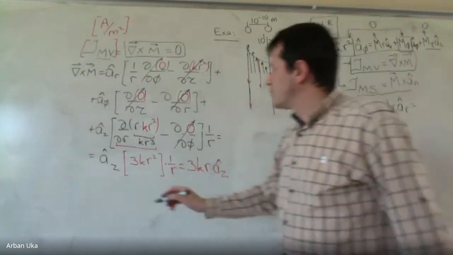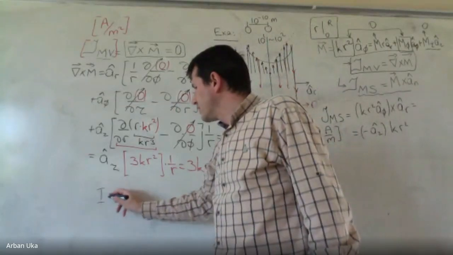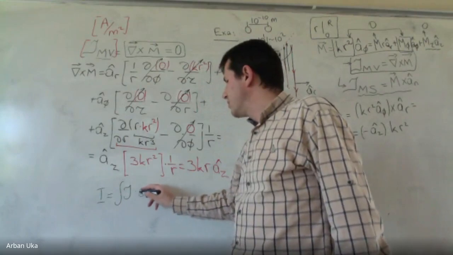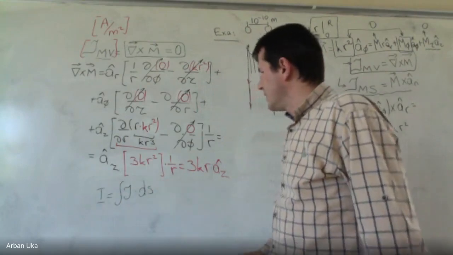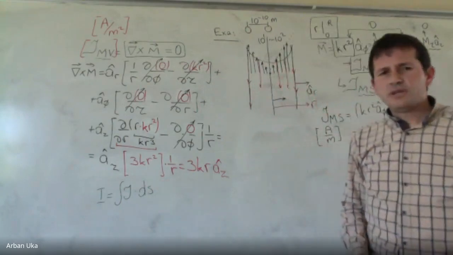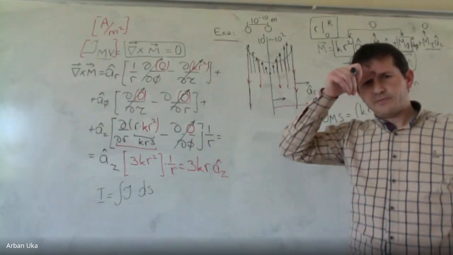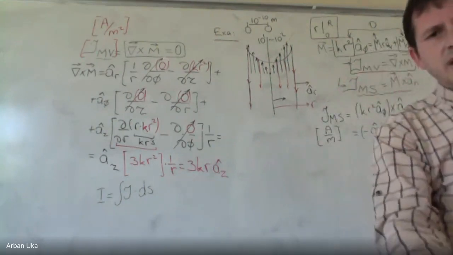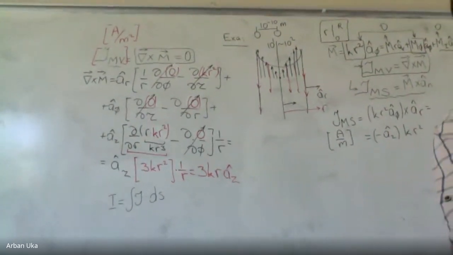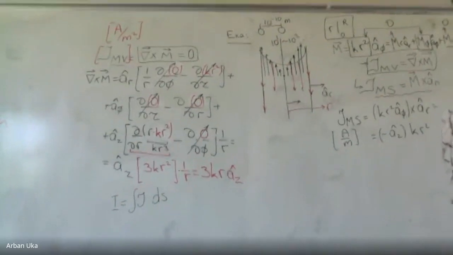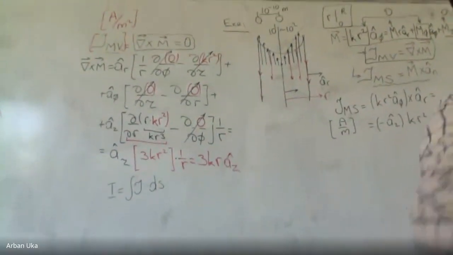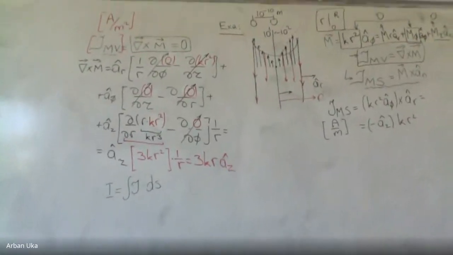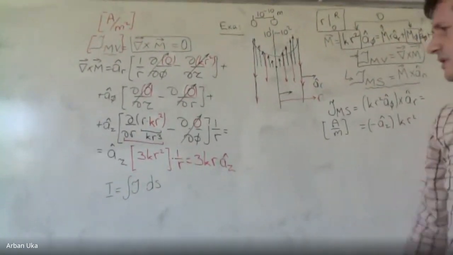The current flowing outwards is going to be equal to the integral of the current density J dot dS. So how can we find this value? Can anyone suggest a way to integrate this correctly? We need to find an infinitesimally small area element.